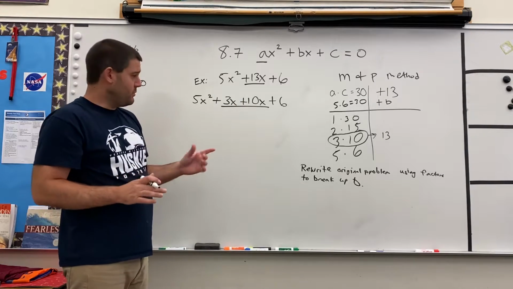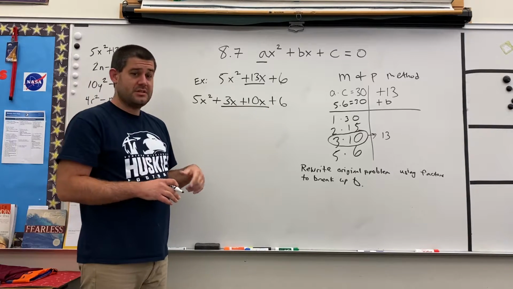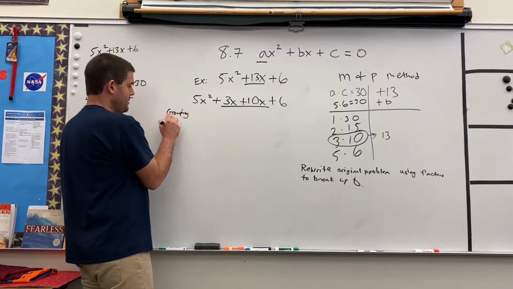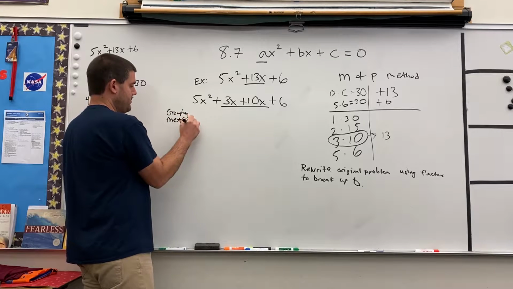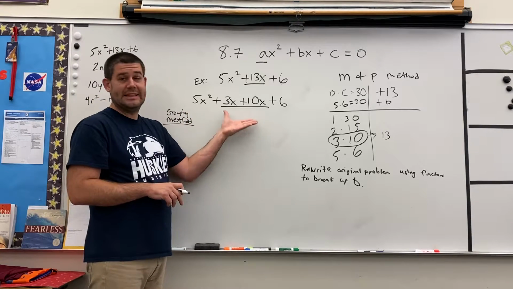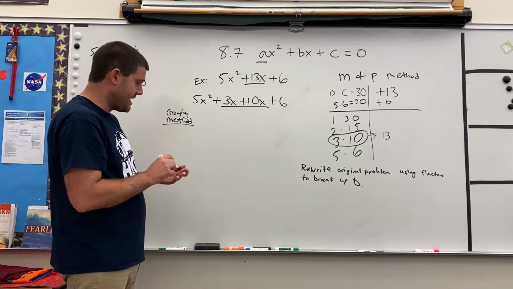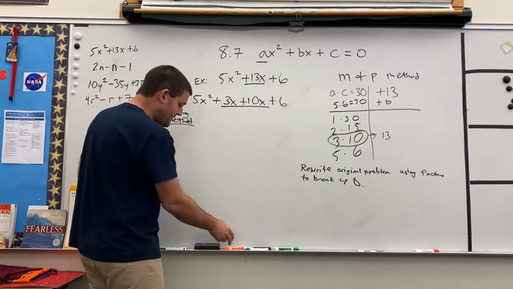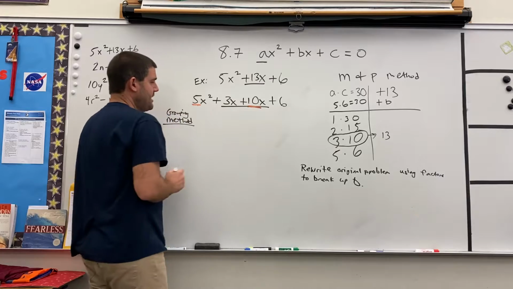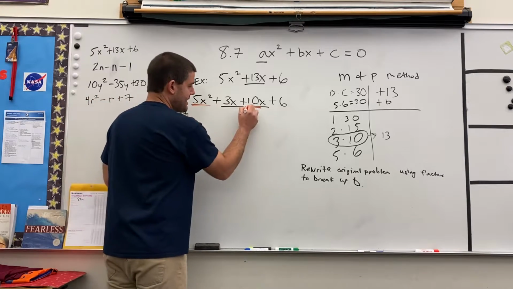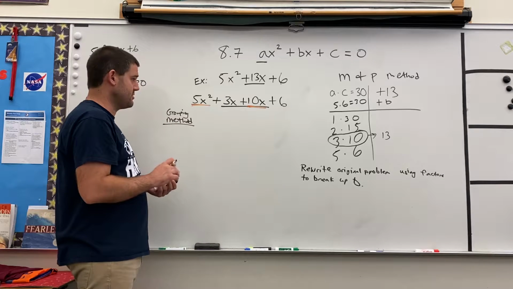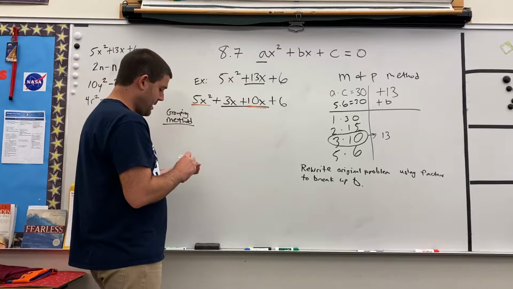All right, now we have 1, 2, 3, 4. And this is where we're going to use our grouping method. We learned about this already. Okay, I'm going to put these things together with like terms. So I'm going to rearrange these. I notice that the 5x squared and the 10x squared have common factors within their terms. So I'm going to group them together.